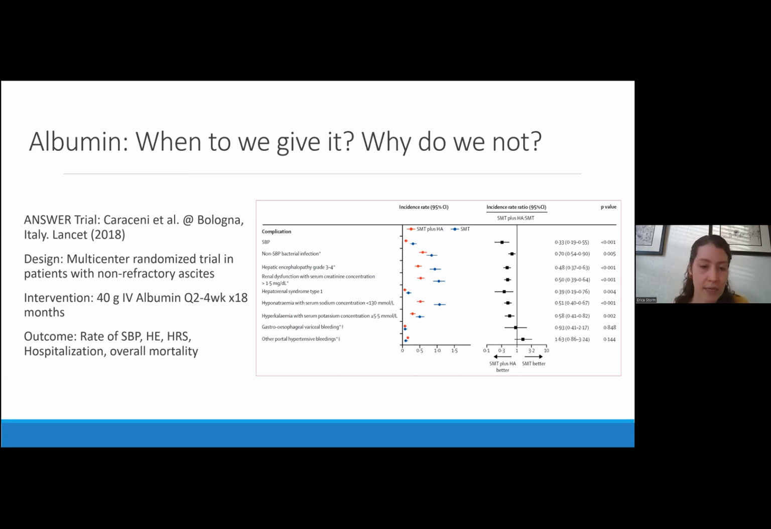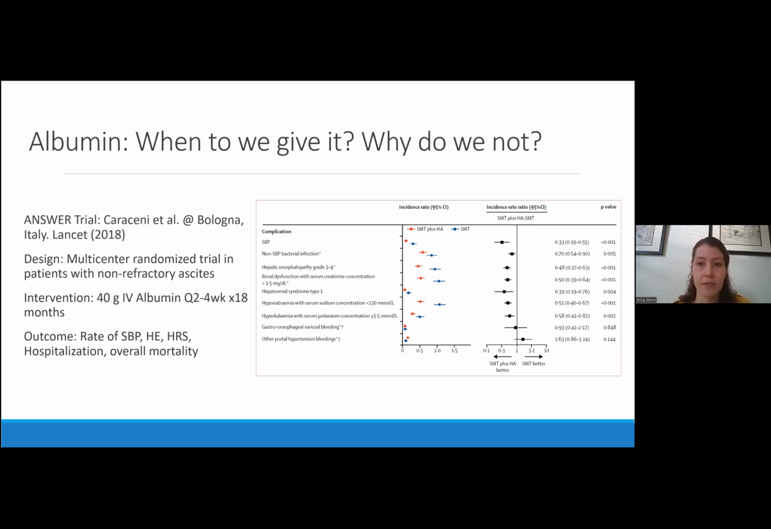Increasingly, there is evidence to suggest that giving cirrhosis patients albumin does have a number of different benefits. The most recent and kind of most famous trial is the ANSWER study, which was done in Italy, published in 2018. That was a study that took patients with non-refractory ascites and gave them IV albumin every like 2 to 4 weeks for 18 months. They looked at a number of different outcomes, and this is just some of them that did show that it reduced the rate of SBP, of encephalopathy. It wasn't shown in this graph, but also in just general mortality. And that has been corroborated in a number of different studies throughout the years.